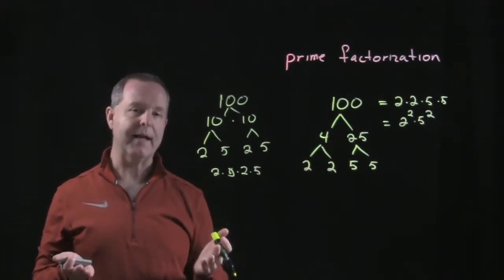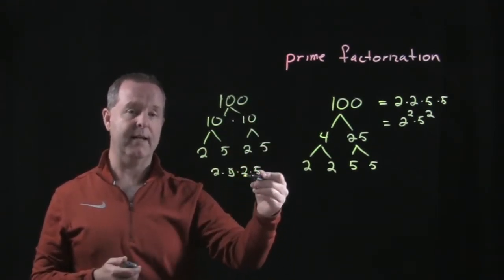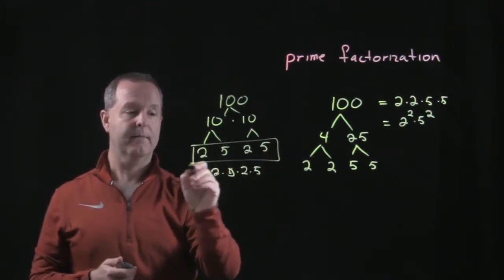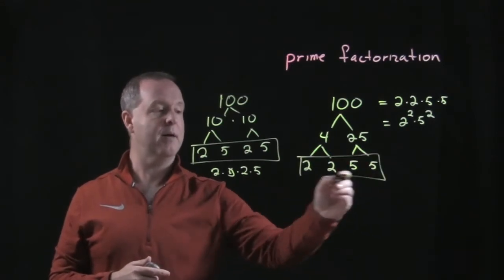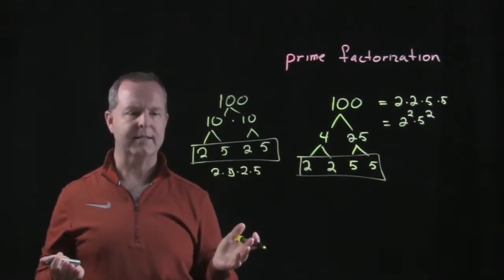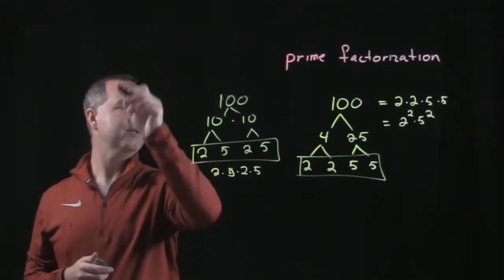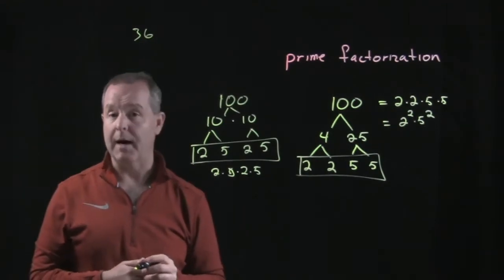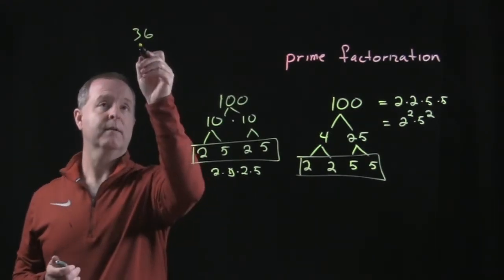So every number that's a composite number, you're going to be able to factor it down using a factor tree until every end of that tree is some type of prime number. I want to do one more example for you. So let's imagine that we have 36. It's a composite number, meaning it's not prime. We can factor that down.